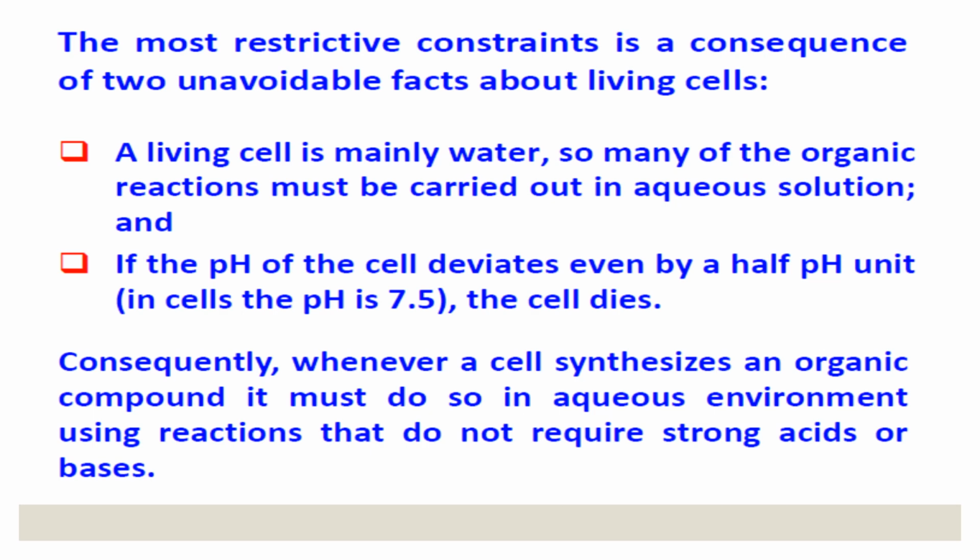One, the living cell is mainly water, so many of the organic reactions must be carried out in an aqueous solution. The second is that the pH of the cell cannot deviate even by half a unit from about 7.5, which is the pH of our blood. Our blood has buffering agents like carbonate and bicarbonate, which regulate the pH to between 7.35 and 7.45, approximately 7.5.